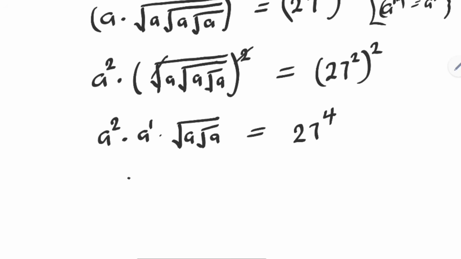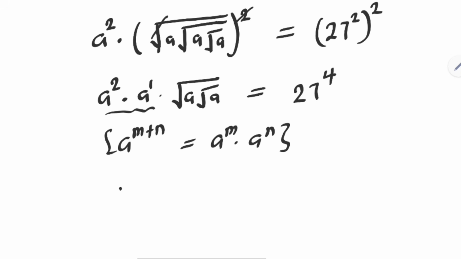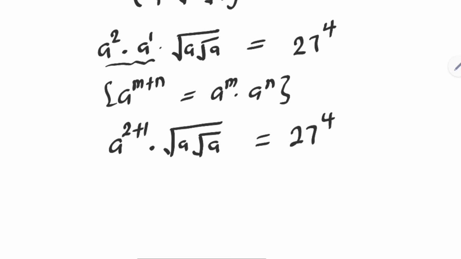We have, if you have a raised to power m plus n, this is equal to a raised to power m multiplied by a raised to power n. So this can be written as a raised to power 2 plus 1 multiplied by square root of a, square root of a is equal to 27 raised to power 4. This is a raised to power 3 multiplied by square root of a, square root of a is equal to 27 raised to power 4.